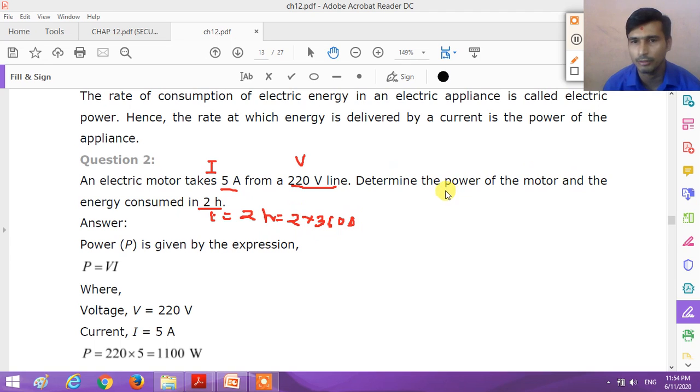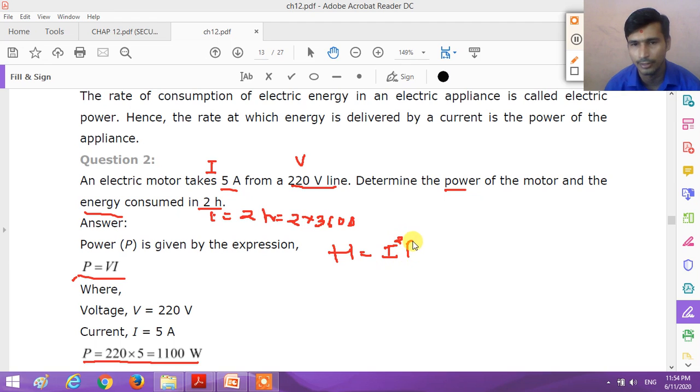So what is the power of the motor and the energy consumed in 2 hours? Power we calculate by P is equal to V into I. Right? V is given to you, 220 volt, and I is equal to 5 ampere. We get the electric power is equal to 220 into 5, 1100 watt. And the energy consumed in 2 hours is calculated by H is equal to I square R into T, right? That we calculated in a previous example.